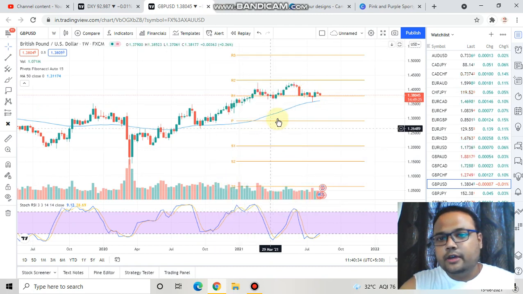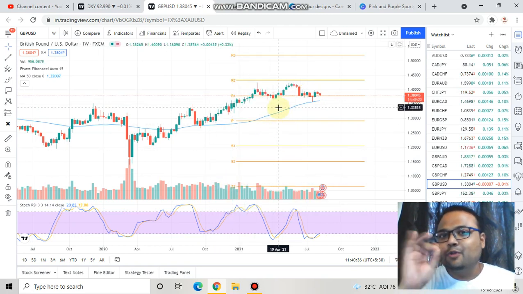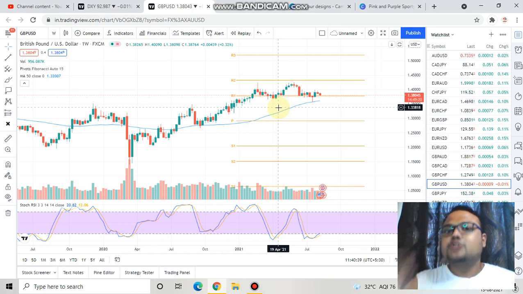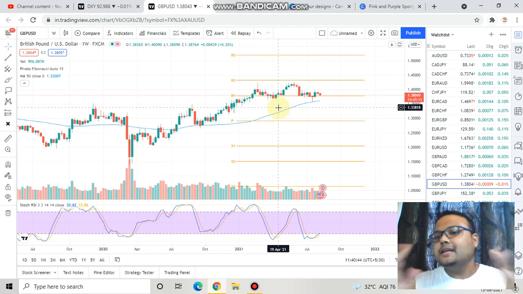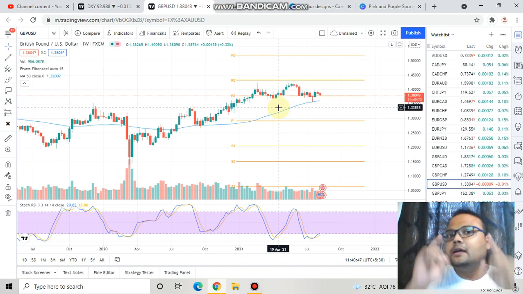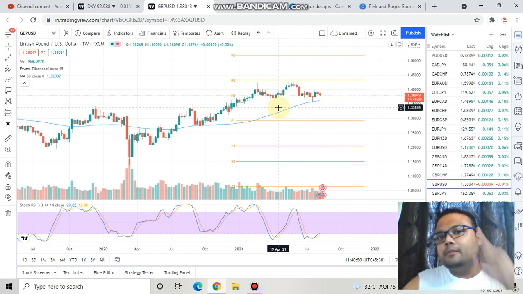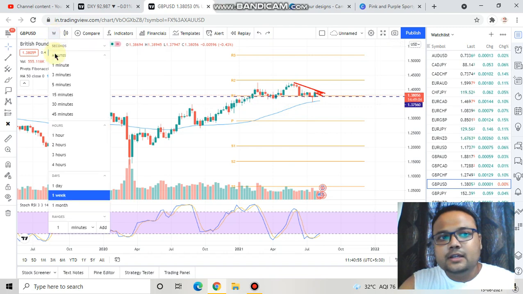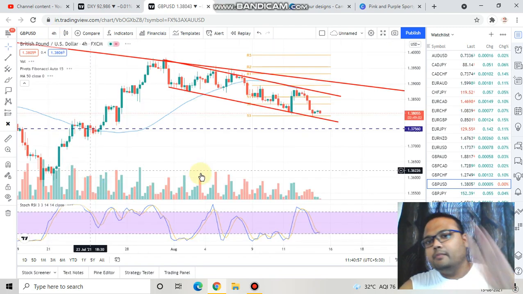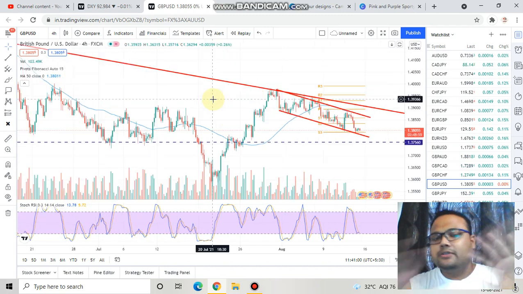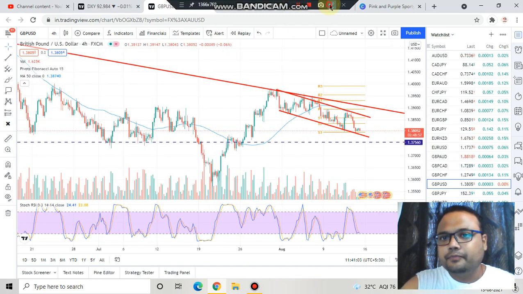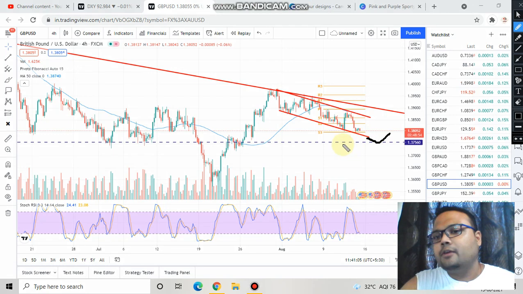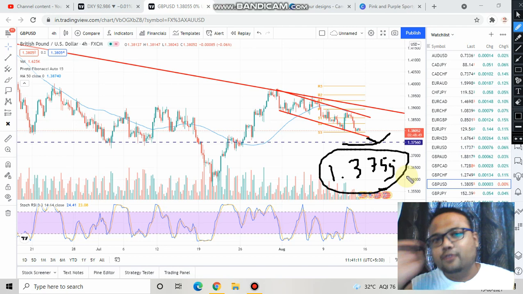If I remove the drawings, you can see that this particular level is providing support to the market for quite some time. So in case there is a sudden selling pressure on GBP USD, listen to me carefully, and if you see market reversing from this particular level, then definitely it's a buy call because this is a support from the weekly chart. In that case, you do not need to worry about this trend and all. If you see price reversing from this 1.3755 level, definitely you can go for a buy order.